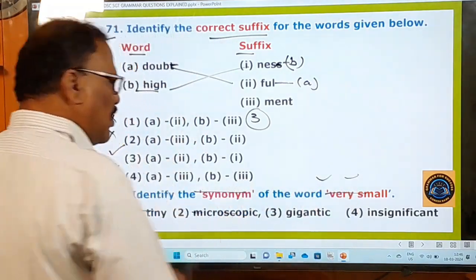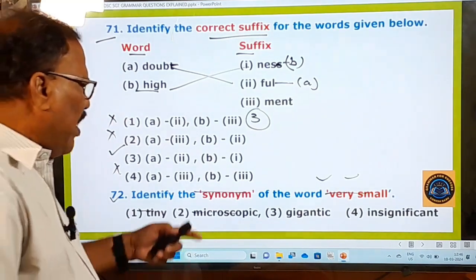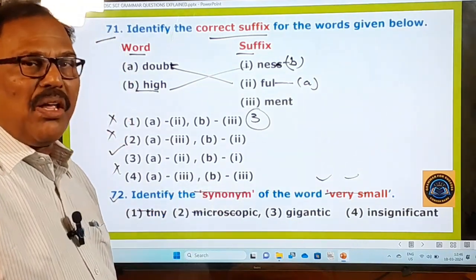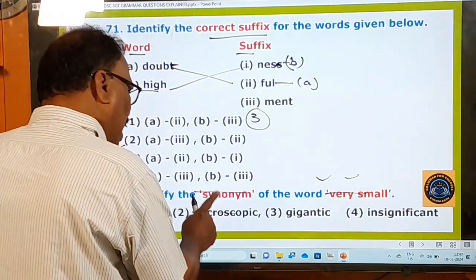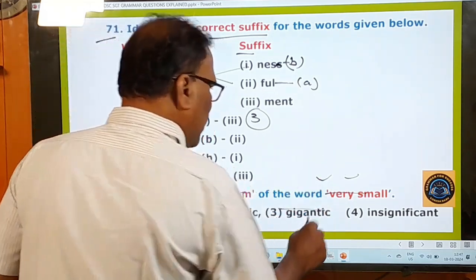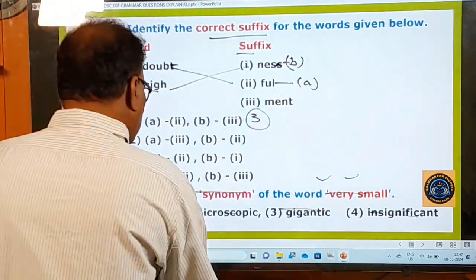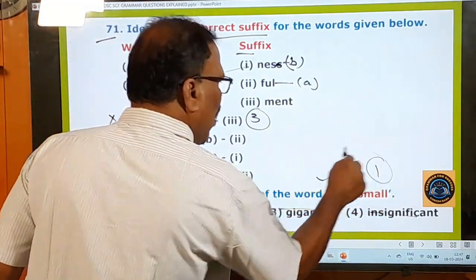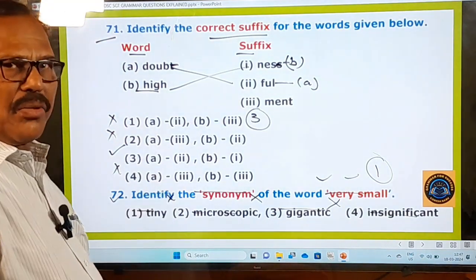Microscopic is also there. Microscopic means invisible, that you cannot see with your naked eyes. So this is only very small, but microscopic means very small that you cannot see with your naked eyes, and therefore this cannot become the synonym of very small. Gigantic means very huge, and insignificant means unimportant. So the second, third and fourth are wrong, and only the first one is the right answer. This is how we have to answer the questions. Now let's move on to other questions.